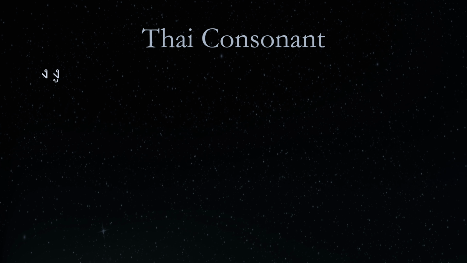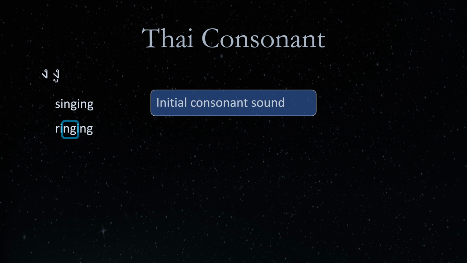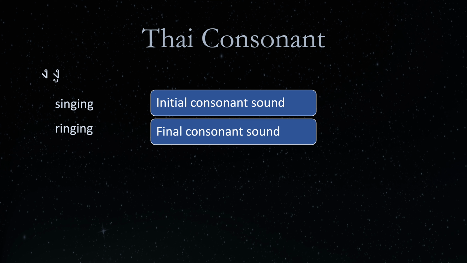The Thai consonant ng sounds like the ng in the middle of the word singing or ringing at the beginning and end of a syllable. Ng. It will take some practice to get used to making this sound at the beginning of a syllable. The accompanying word ng means snake.